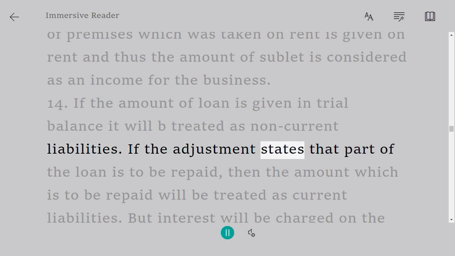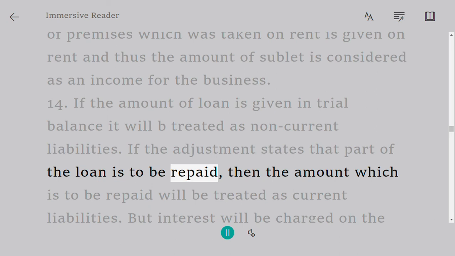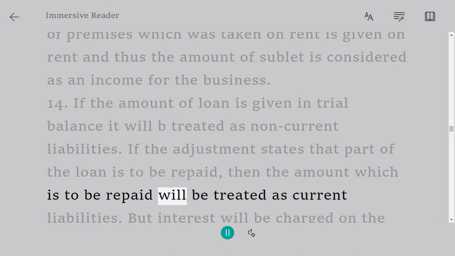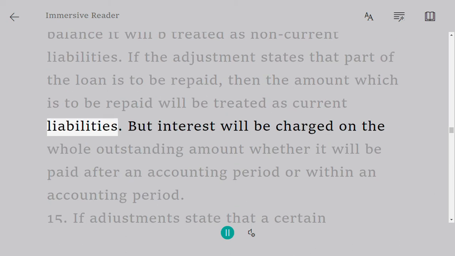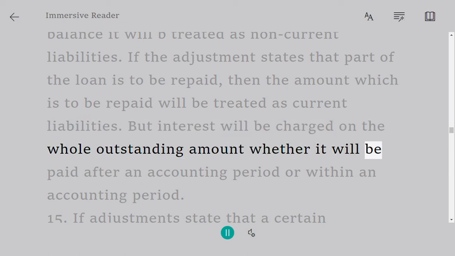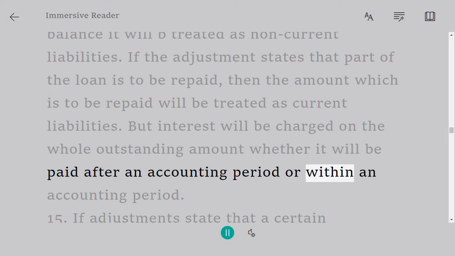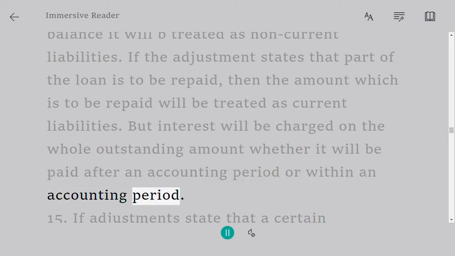If the adjustment states that part of the loan is to be repaid, then the amount which is to be repaid will be treated as current liabilities. But interest will be charged on the whole outstanding amount, whether it will be paid after an accounting period or within an accounting period.